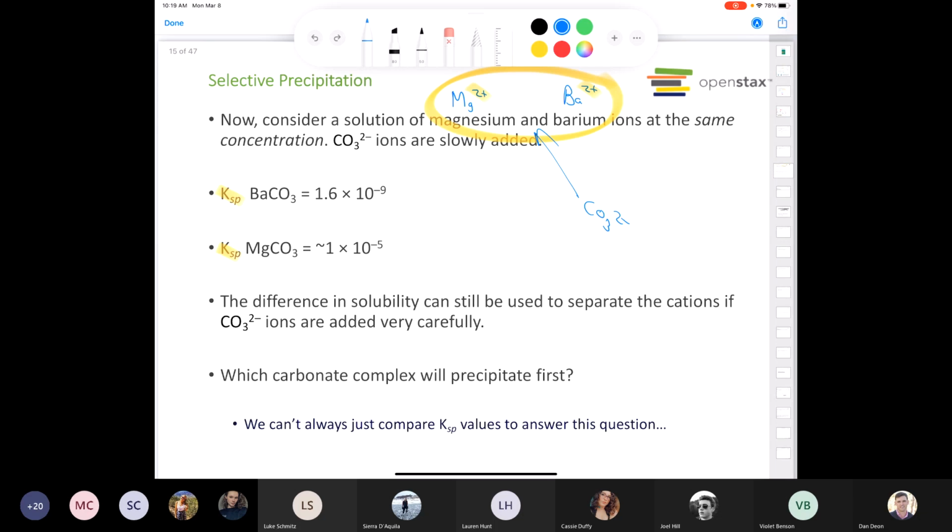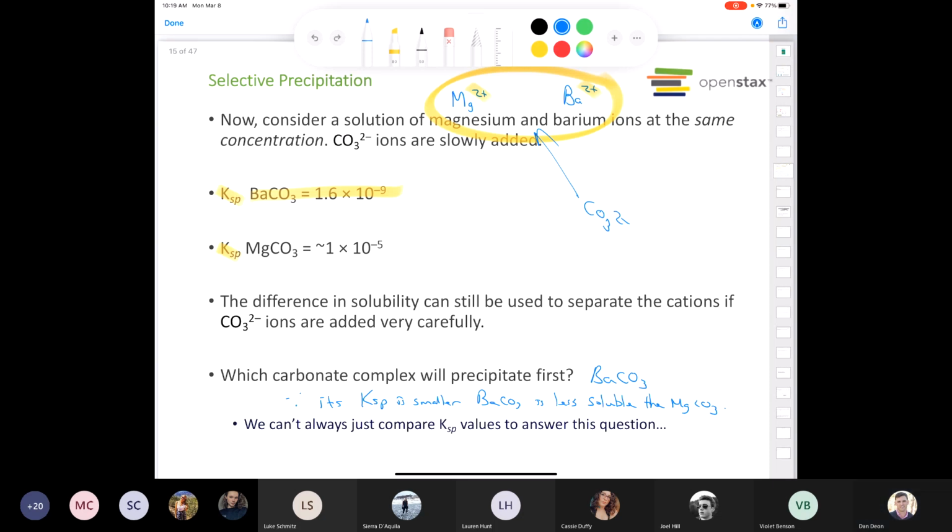Does that make sense? This one would precipitate first, so it would be the barium carbonate, BaCO3. You can put here since its KSP is smaller, you could say here barium carbonate is less soluble than magnesium carbonate. Maybe that helps. If I tell you that barium carbonate would be less soluble because it's got a lower KSP, maybe that clears it up. Good.